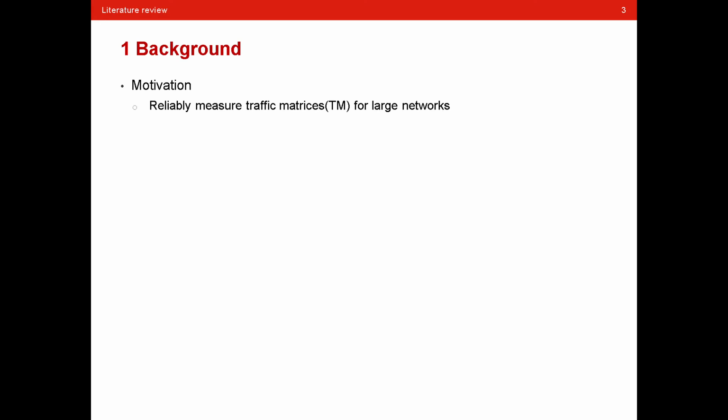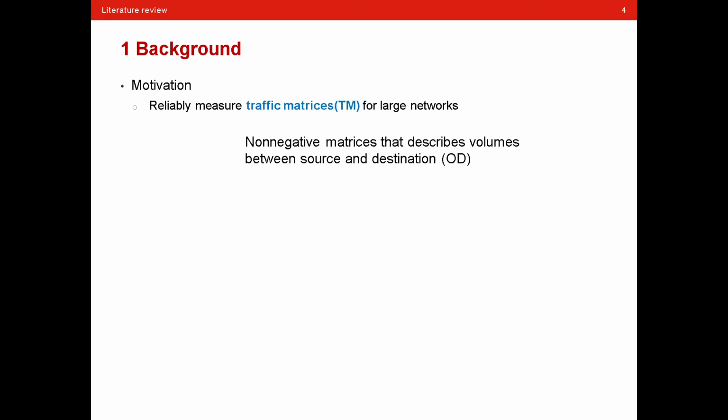Let's begin with the background. The motivation of this paper is to reliably measure the traffic metrics for large networks. And what is the traffic metrics? In this paper, they noted that the traffic metrics are the non-negative metrics that describe values between source and destination. And in view of transportation, you can regard the traffic metrics as an OD matrix.